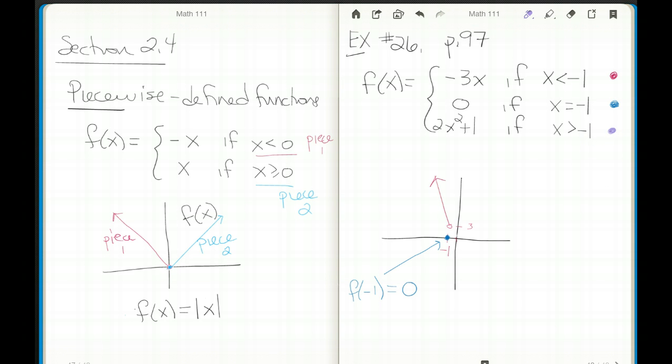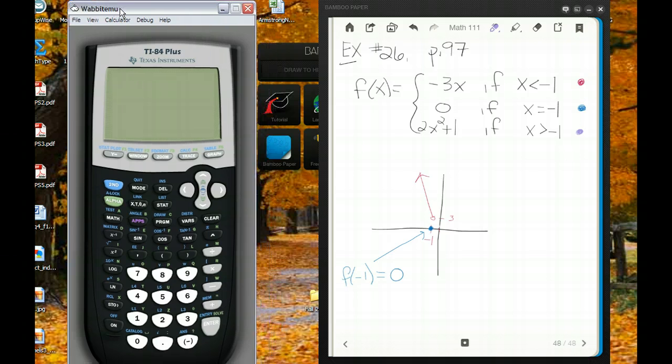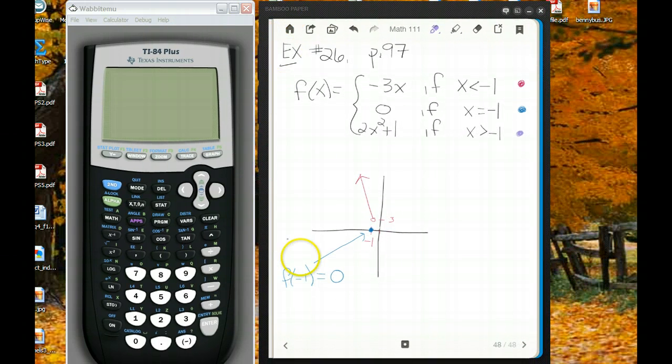Purple, good. So this one, you may not know what this looks like. So let's see if we can use our graphing calculator here to get an idea of what this is going to look like. Let me move some stuff over. Here we go. Okay, so let's turn on our calculator and get an idea of what this graph looks like, and then we can just choose the piece of it for which x is bigger than negative 1.